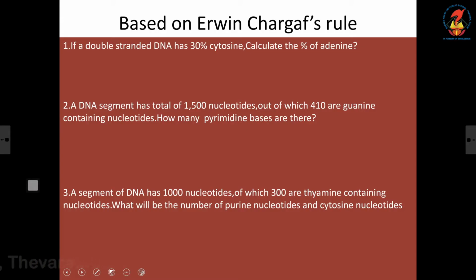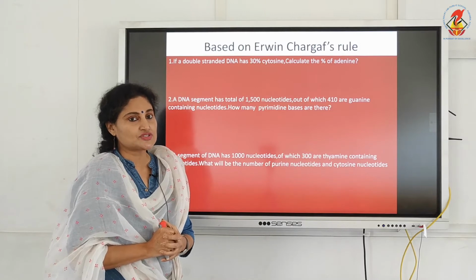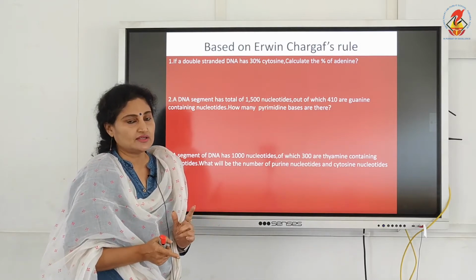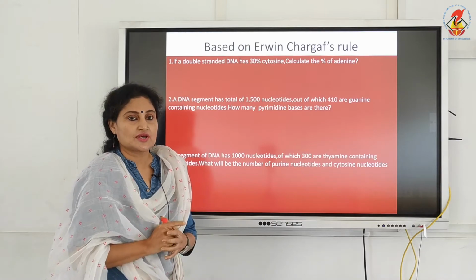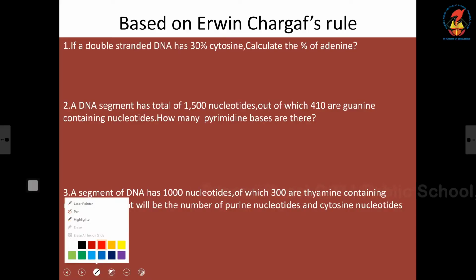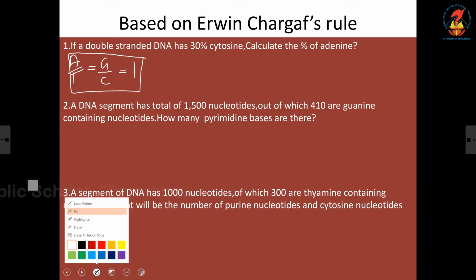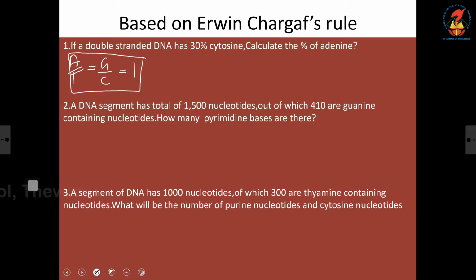So we have the first slide dealing with problems on Erwin Chargaff's rule. So we have to recollect Erwin Chargaff's rule. It states that the ratio between adenine and thymine, guanine and cytosine is constant and equivalent to 1, and it's represented by the equation A by T is equal to G by C is equal to 1. So that should be mandatory when you crack such problems based on Erwin Chargaff's rule.